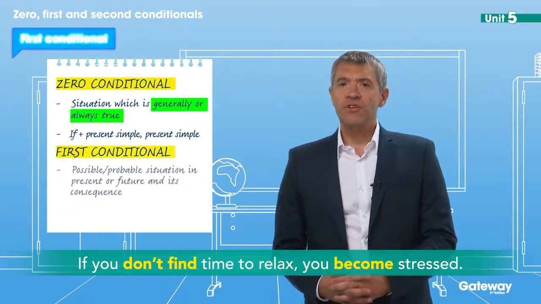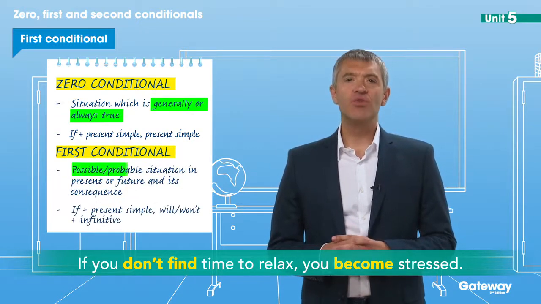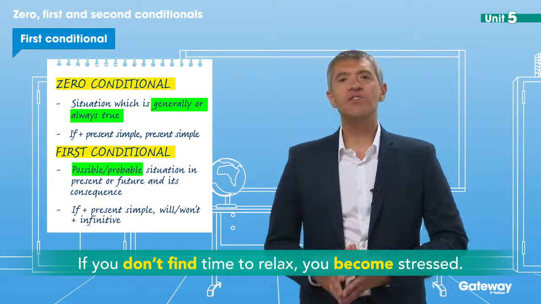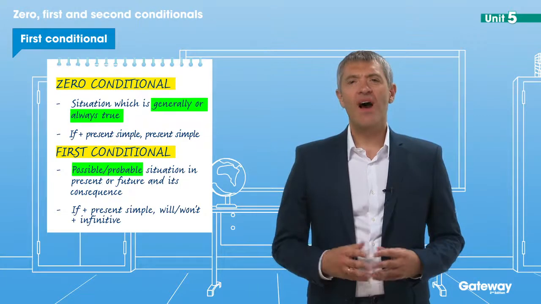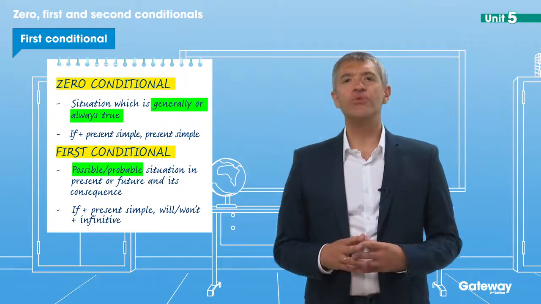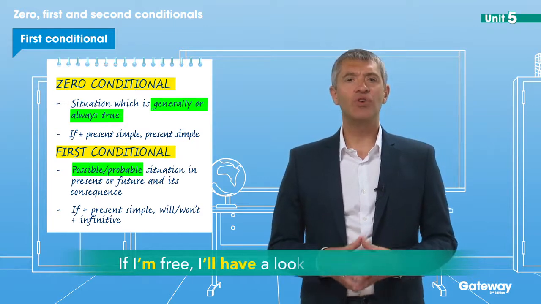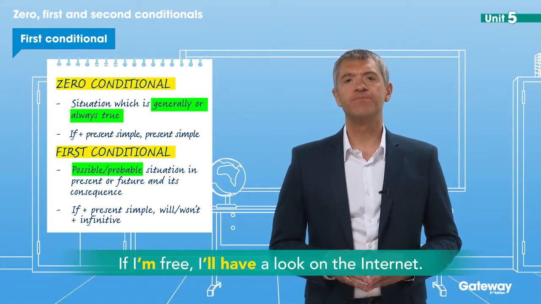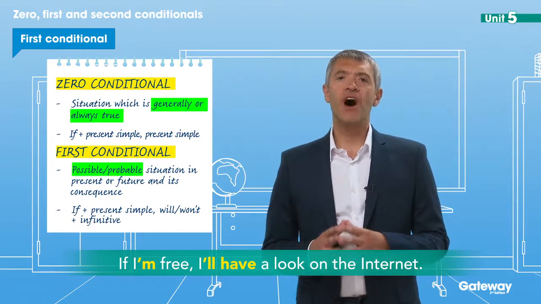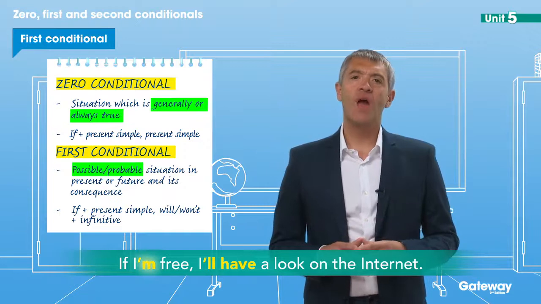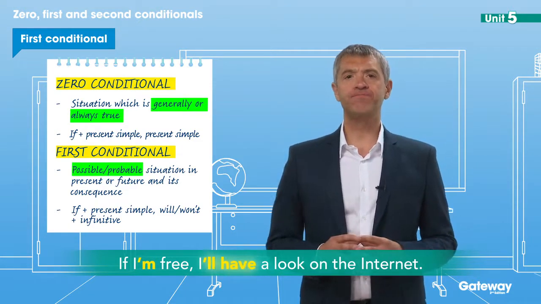The first conditional describes a possible and probable situation in the present or future and its consequence. So, as I said before, I don't think I have much to do later on. So, if I'm free, I'll have a look on the internet. For the first conditional, we use the present simple in the half of the sentence with if, and will or won't plus the infinitive in the other half.